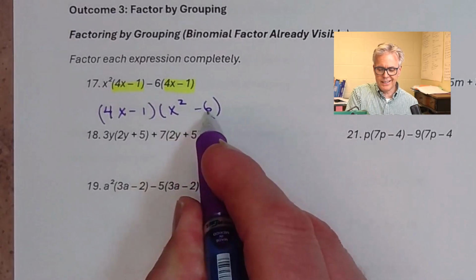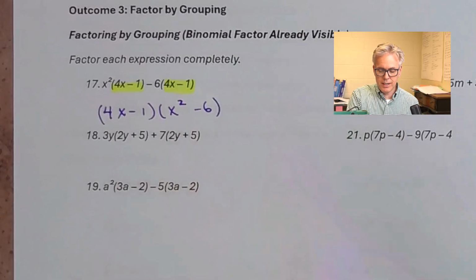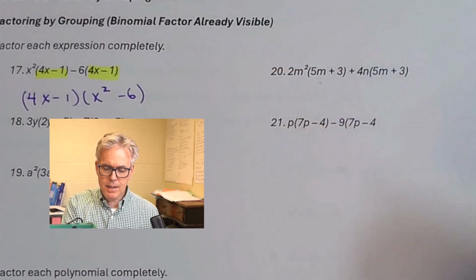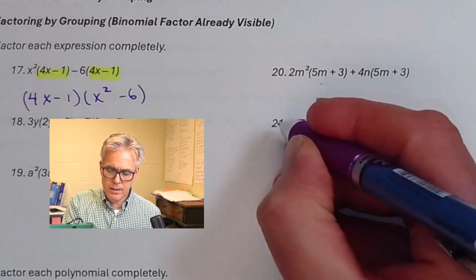Now, often we can actually keep going on this. This is not a difference of two squares. 6 is not a perfect square, so we would stop there. Okay, how about we do one more here? I left off parentheses there. So how about we do number 21?